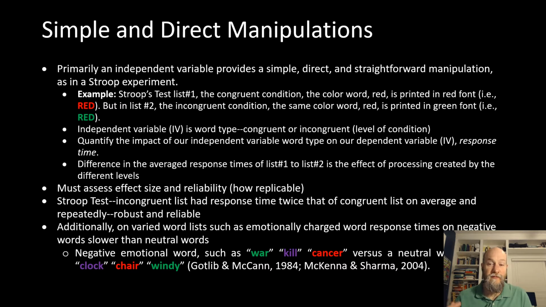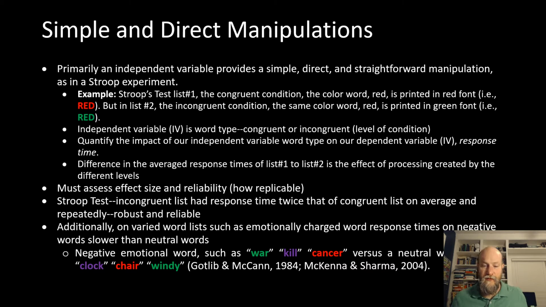Each independent variable must have at least 2 levels. In the Stroop example, there are 2 levels. It really looks to quantify the impact of the independent variable word type on our dependent variable, which is response time. So the difference in the average response times of list 1 to list number 2 is the effect of processing of inhibitory control cognitively, which is created by the different levels. So when we manipulate an independent variable, we want to look at effect size, we want to look at reliability. These are all things we want to examine.